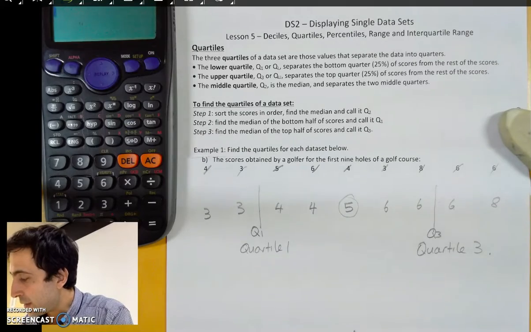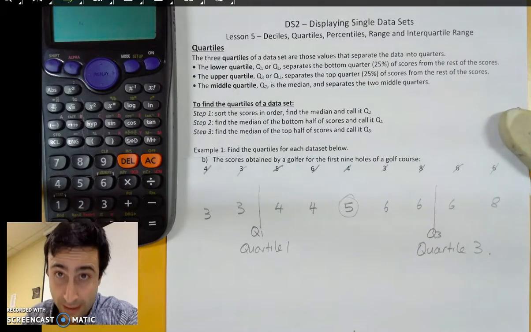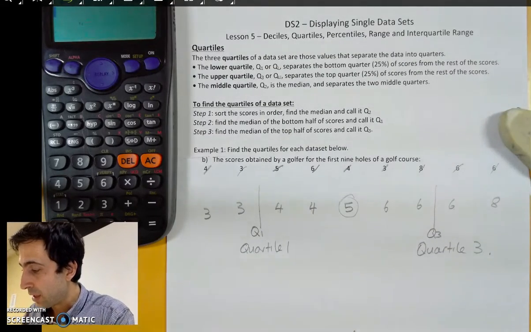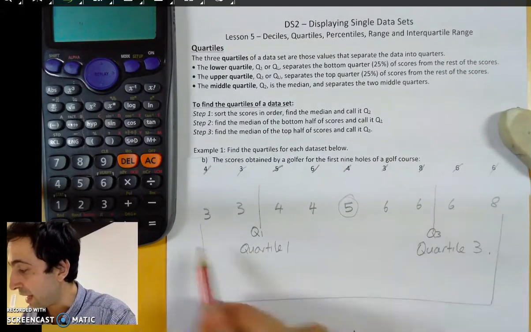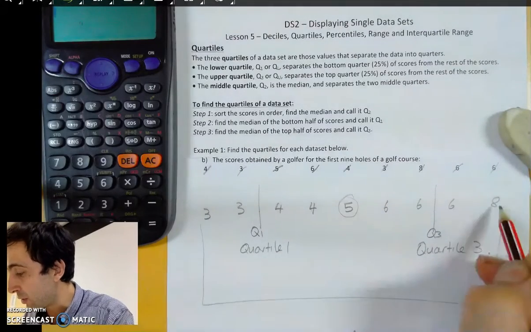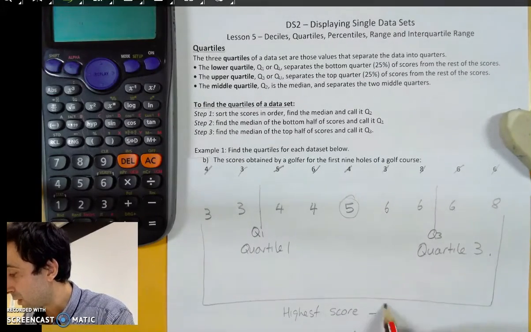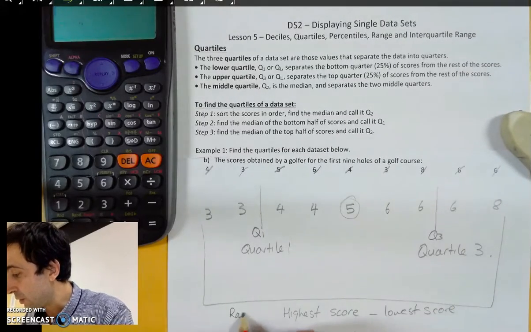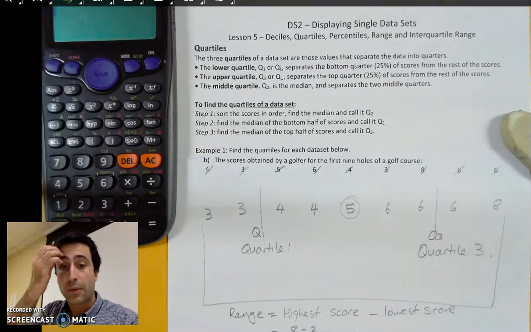So now that we've actually done the quartiles, we can actually figure this thing called the interquartile range. Now the range of scores, traditionally, is from 3 to 8. In other words, it's the highest score minus the lowest score. That's the range. And in this case, it equals 8 minus 3, which equals 5.